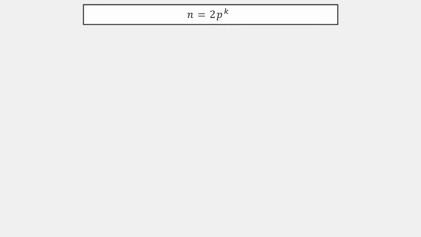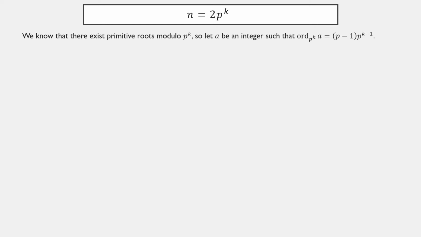Let's take care of the case where n is 2 times an odd prime to a power. We know that there is a primitive root modulo p to the k. An odd prime to a power always has a primitive root. So let a be that primitive root. It's an integer, so that the order modulo p to the k of a is phi of p to the k, p minus 1 times p to the k minus 1. Now, if a is relatively prime to our new base, 2 times p to the k, we claim it's also a primitive root mod 2p to the k.